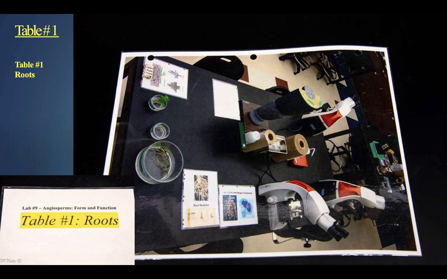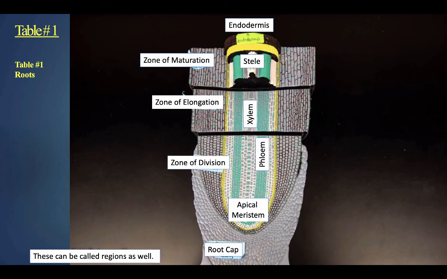So the very first thing we're going to do is look at the root, and they want you to be able to identify parts of the root using models and so on. So I've kind of gone through here. This wasn't on the initial picture, but I wanted you to get a good idea.